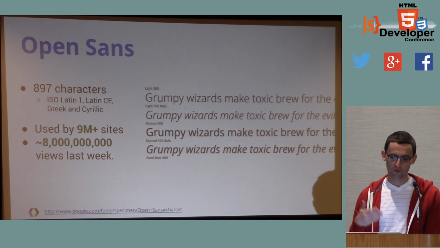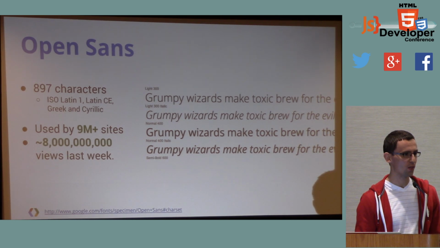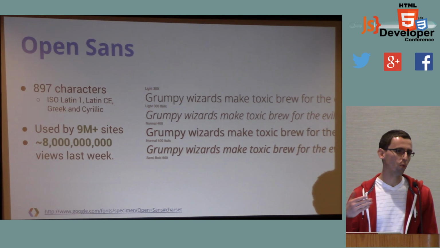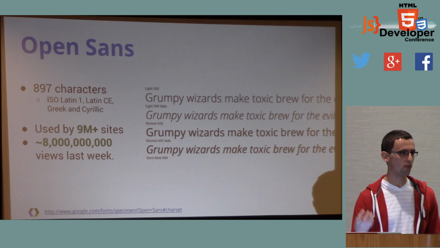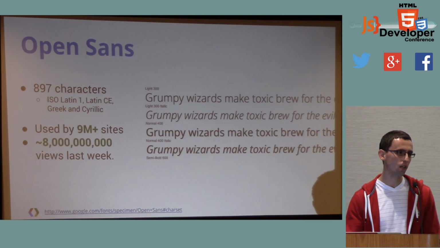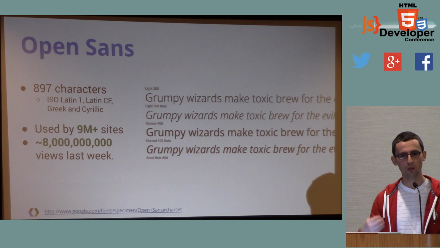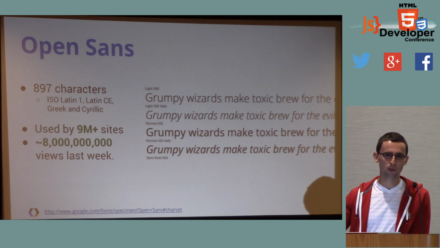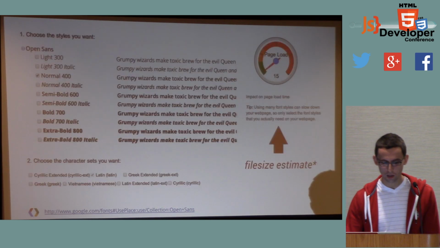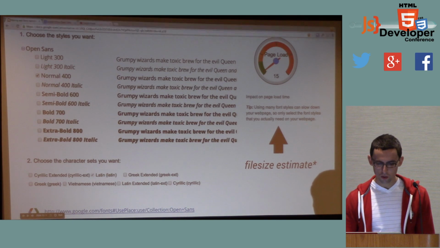Because if 9 million sites use it, chances are it's already sitting in the cache, right? And the way the Google Web Font serves it is actually the same URL for every single site. So if you came to my site and you opened Open Sans, which is what I use, when you go to another site that uses Open Sans, you already pull it out of the cache. So let me show you an example.